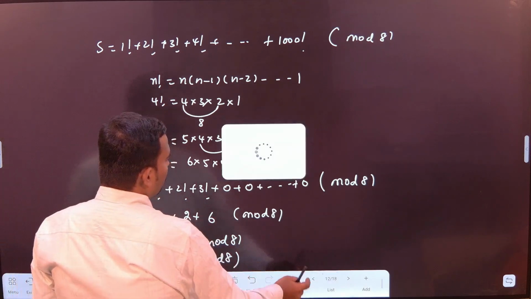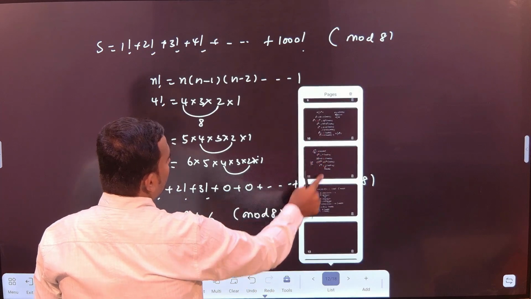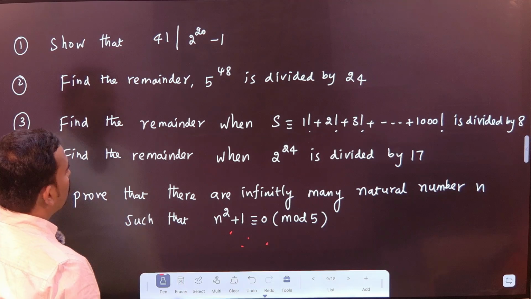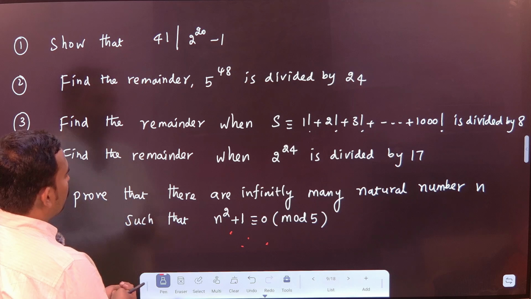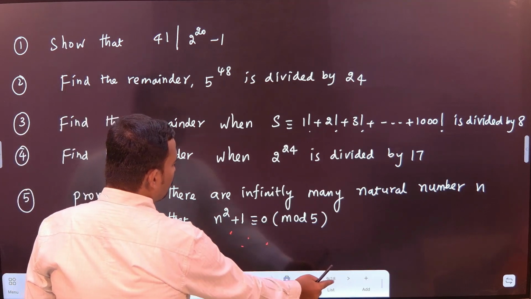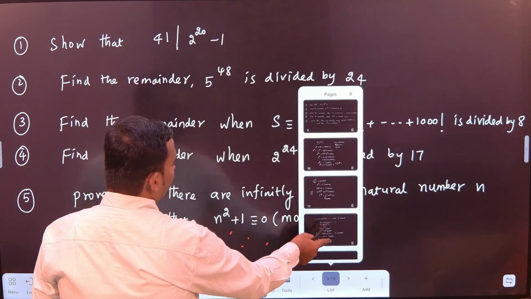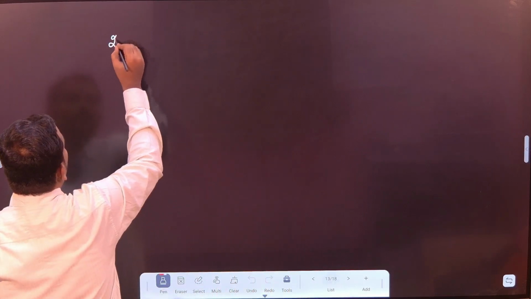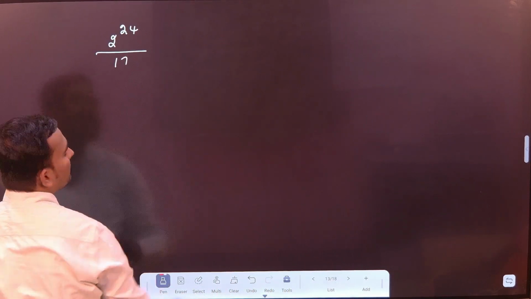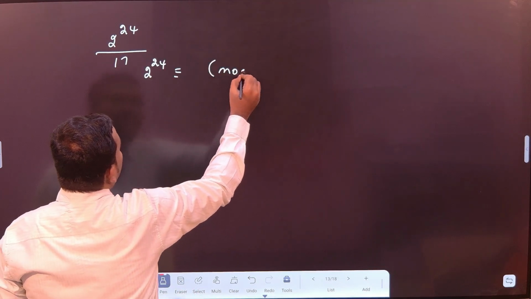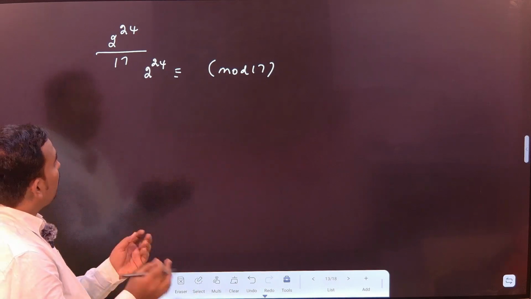I hope everyone understands, right? Okay, let's do the next question. You can see, find the remainder when 2 power 24 is divided by 17. Find the remainder. 2 power 24 when you divide by 17. What is the meaning? Modulo 17, right? So which number is very nearest?